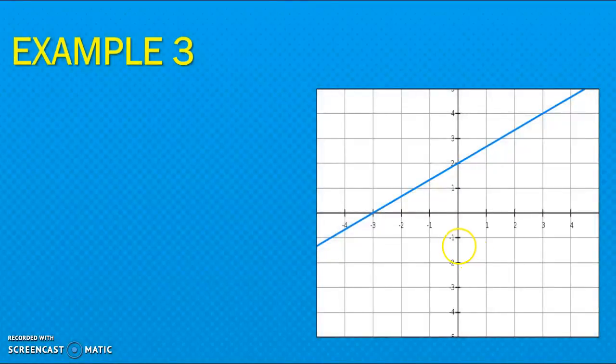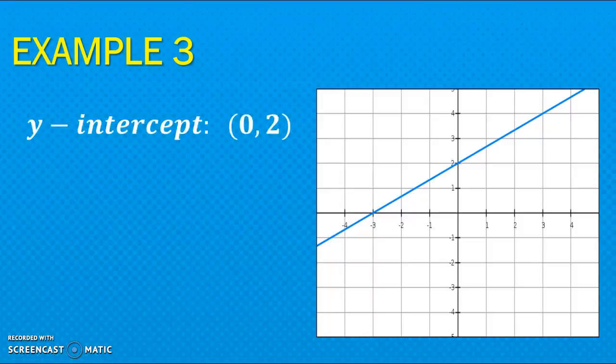Example 3. Again, we're going to identify the y-intercept. It crosses the y-axis right here at 2, so that is the point (0, 2). This is a positive slope line. If the guy were walking on it, he would go uphill from left to right. Let's find a point along this line that crosses at a grid line right at the corner. Right here it looks like it crosses. Let's count from our original point at (0, 2).